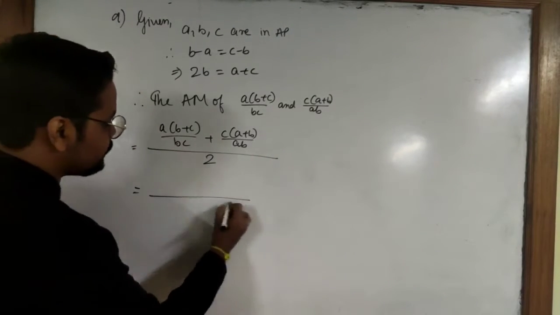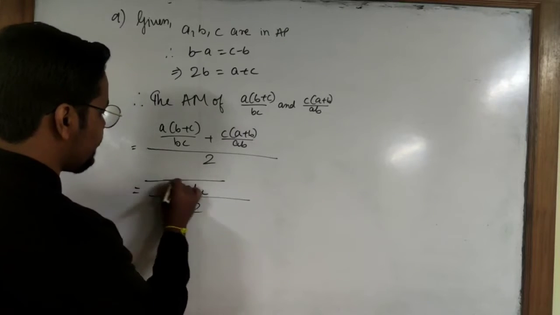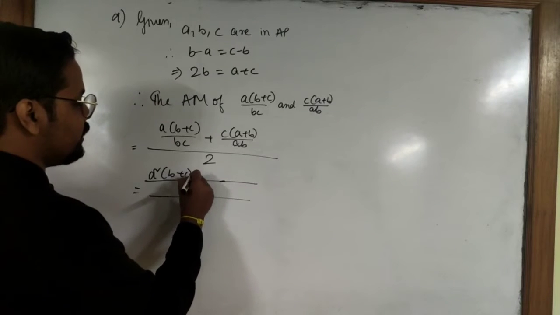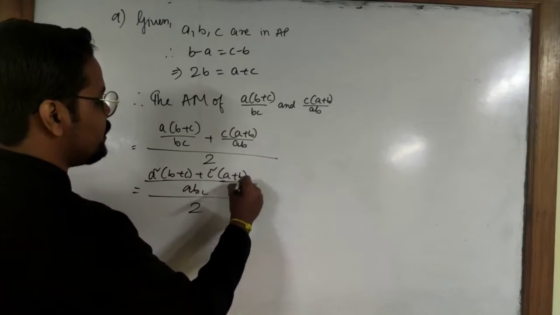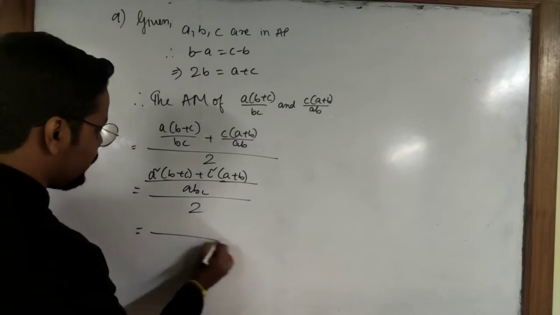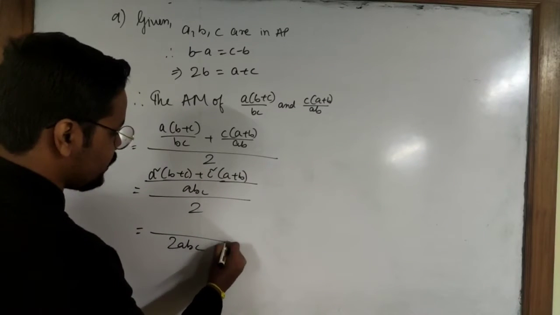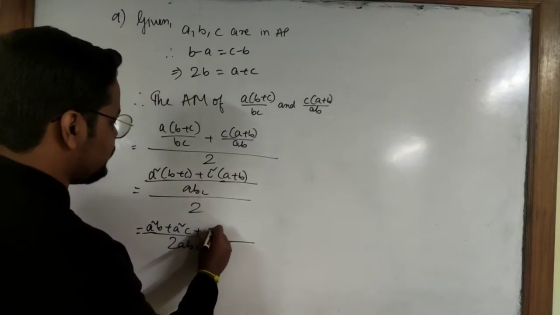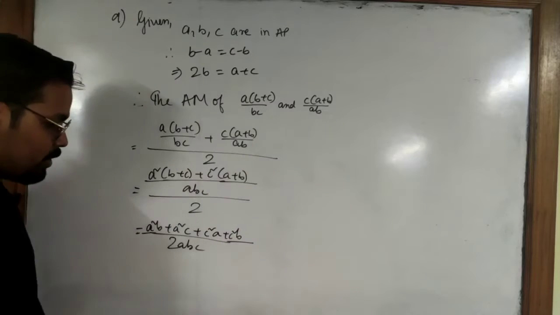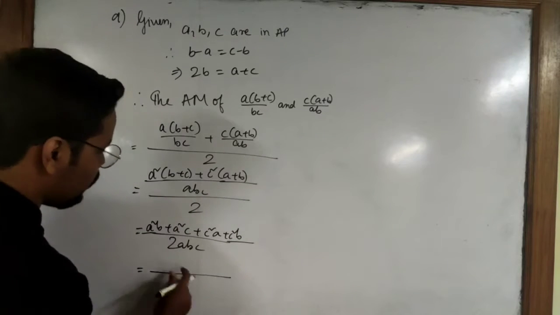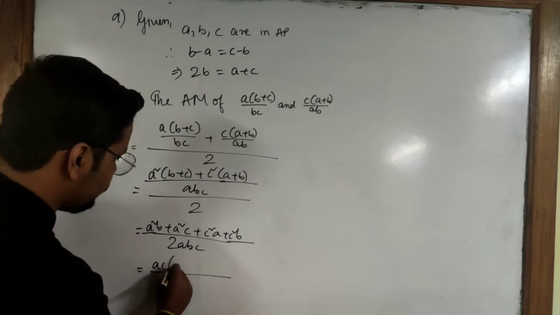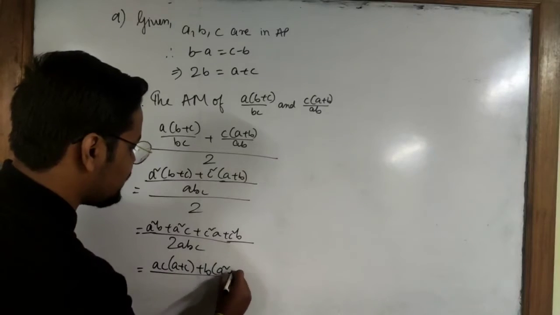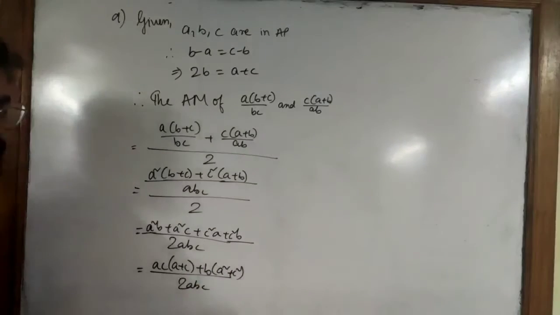Let's take the LCM first. It will obviously be ABC, and here you have to multiply with A, so it will be A square into (B plus C), and this will be C square into (A plus B), by ABC, by 2. Now ABC will come down, it will be twice ABC, and what we get from here is A square B plus A square C plus C square A plus C square B. From here we can take AC common, it will be A plus C, and we can take B common, so it will be A square plus C square, by twice ABC.